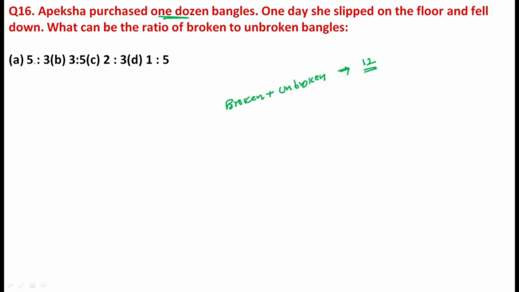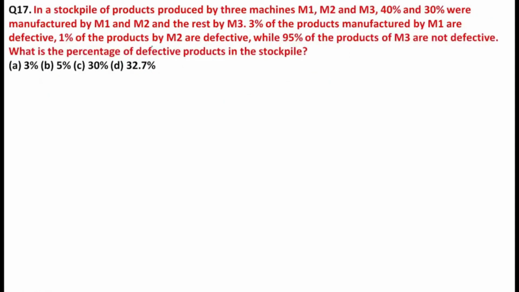Now consider the respective ratios. If the sum of these values is 8, then in multiples of 8 we never get 12. That's why A is not an option. Again, 3 plus 5 is not an option, and 2 plus 3 is not an option. Now the ratio may be 1 is to 5. Why? Because 1 plus 5 is equal to 6, and in multiples of 6 you can get the resultant 12. That's why the suitable option is this one. Next question.